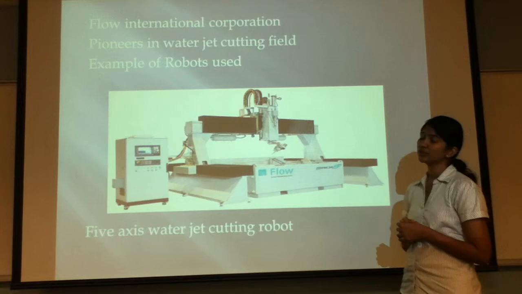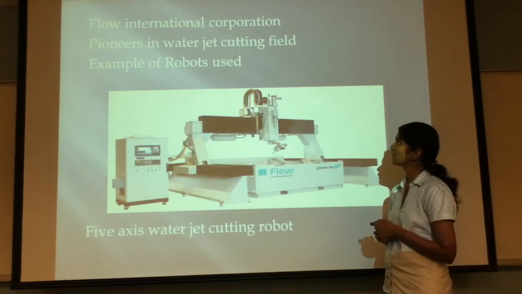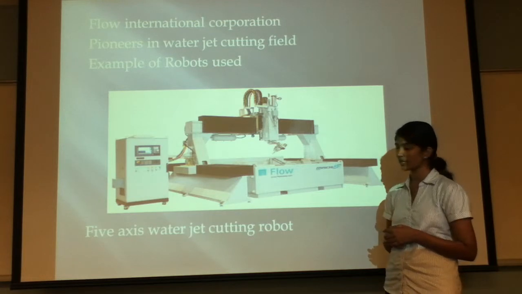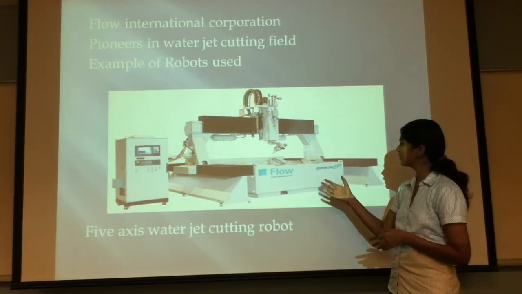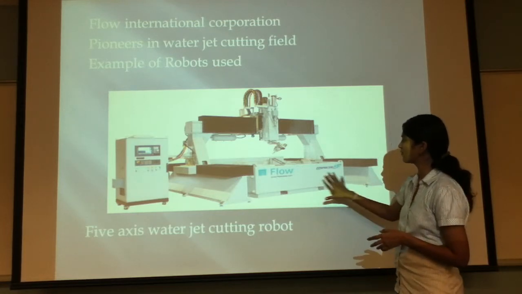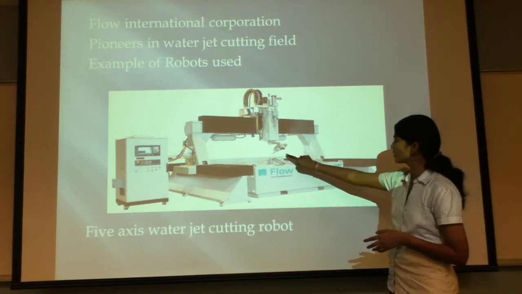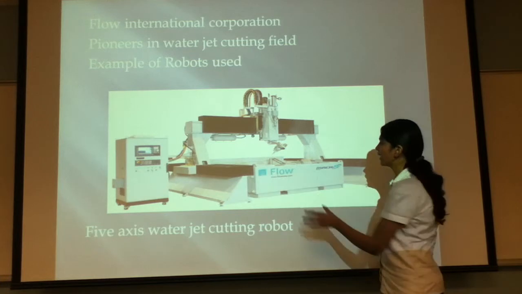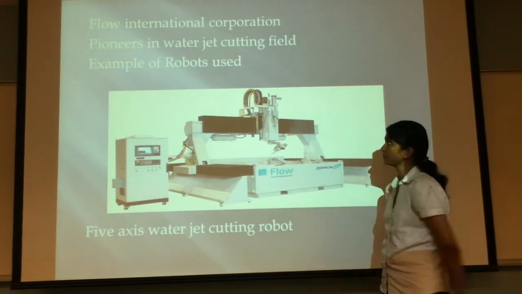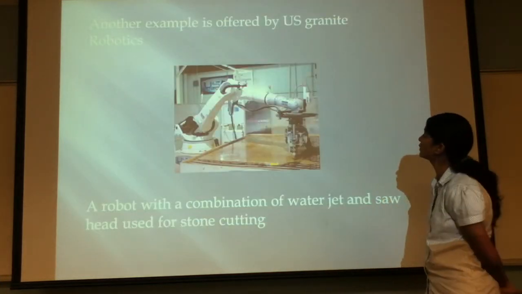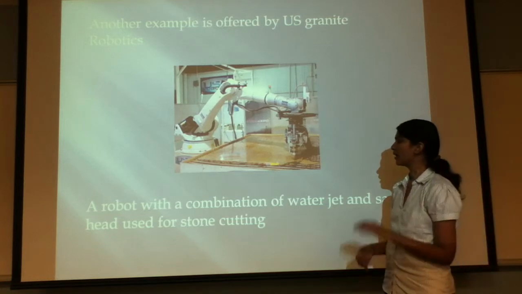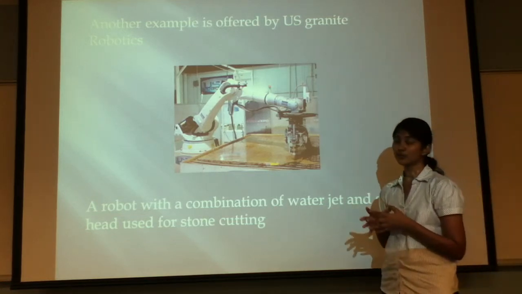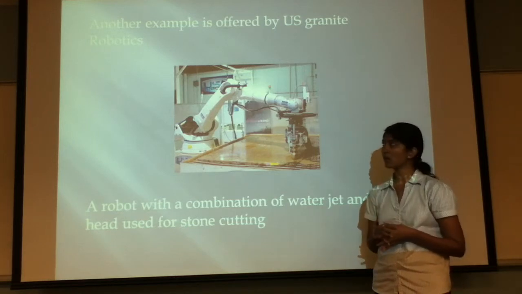Flow International Corporation holds the pioneers in the water jet cutting field. For example, the robots used are 5-axis water jet cutting robots. Here in the figure you can see a 5-axis cutting robot, and this is the nozzle, and here the pressure is applied, and the job is placed in the middle of that. Another example is offered by US Granite Robotics, a robot with a combination of water jet and saw head used for stone cutting in building operations.